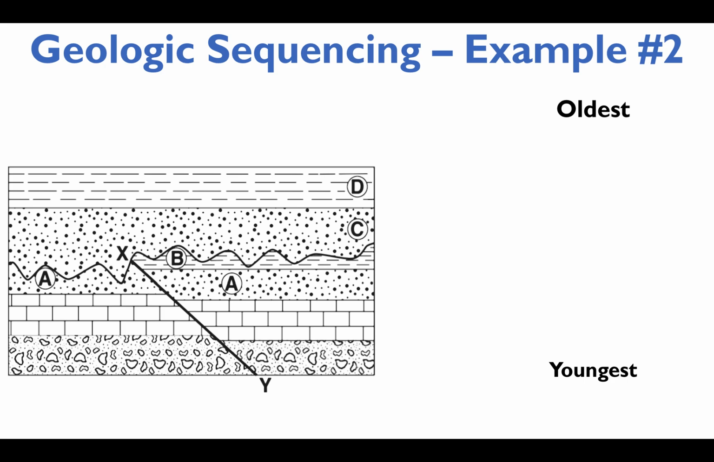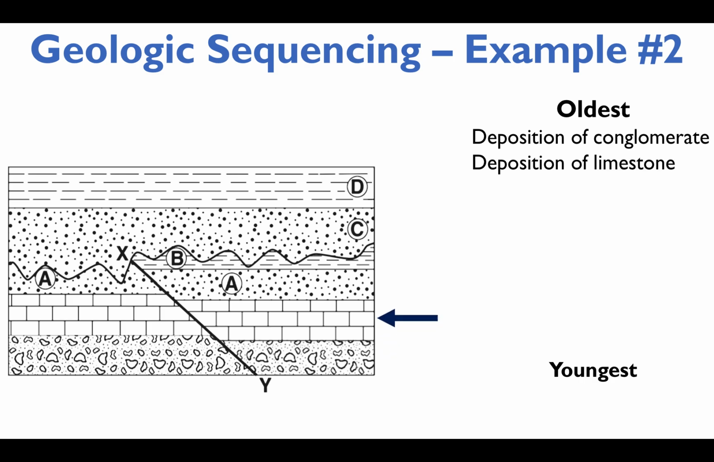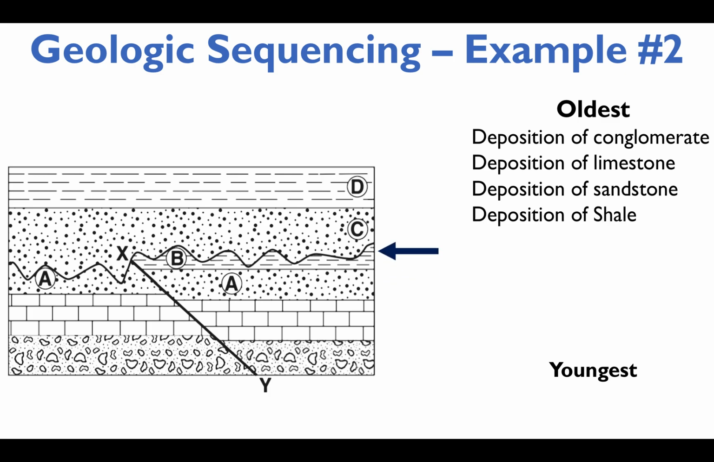So here we have a very different experience already. I can see that we have an earthquake involved because we have fault line XY, which we'll talk about very shortly. But to start this sequence, I'm going to go with my law of superposition and recognize that the oldest layer is on the bottom. So we have the deposition of conglomerate to start. That's followed by the deposition of limestone. Then we get the deposition of sandstone. And finally, we get the deposition of shale.